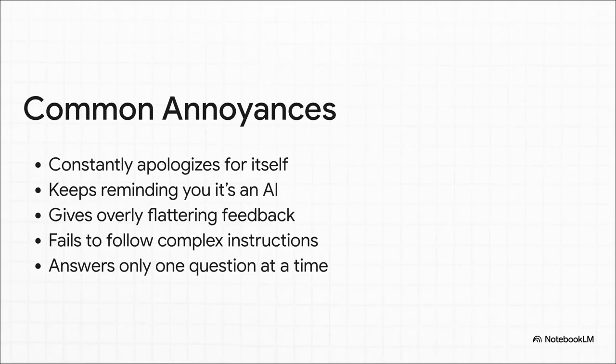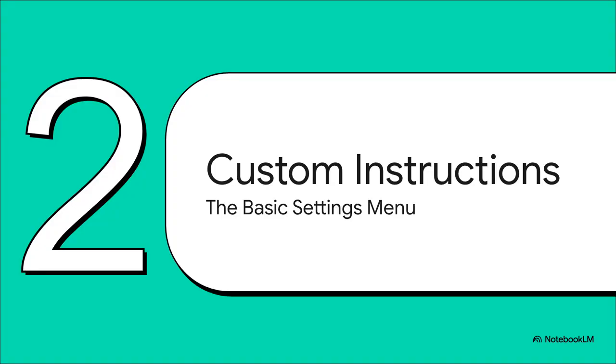It's always saying, as a large language model, or apologizing for things it can't do. You ask it for tough, honest feedback, and it gives you a pep talk. You give it a list of 5 things to do, and it conveniently does one of them. Look, these aren't really bugs. They're features of its default personality that we're about to engineer right out of it. So where do we even begin?